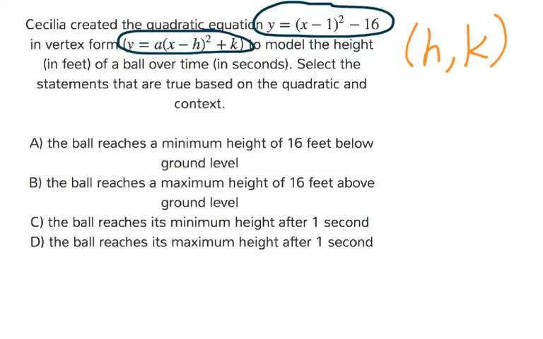Alright, and then remember, let's keep going. It says to model the height, so y is the height, and time in seconds is x. So x is your time. Select the statements that are true based on the quadratic and context. So first thing you might want to do is find that vertex, since we're given the numbers right here in the quadratic equation.